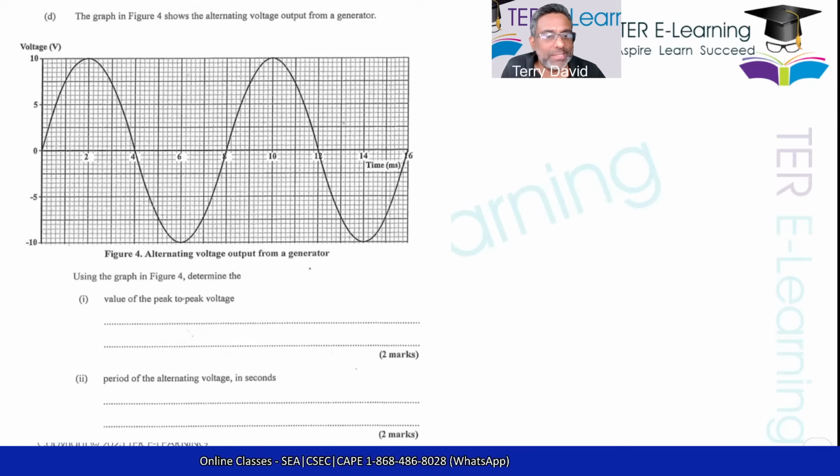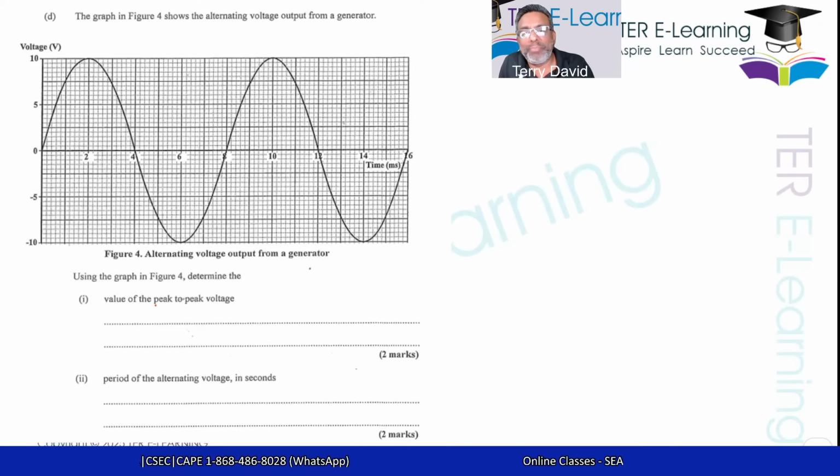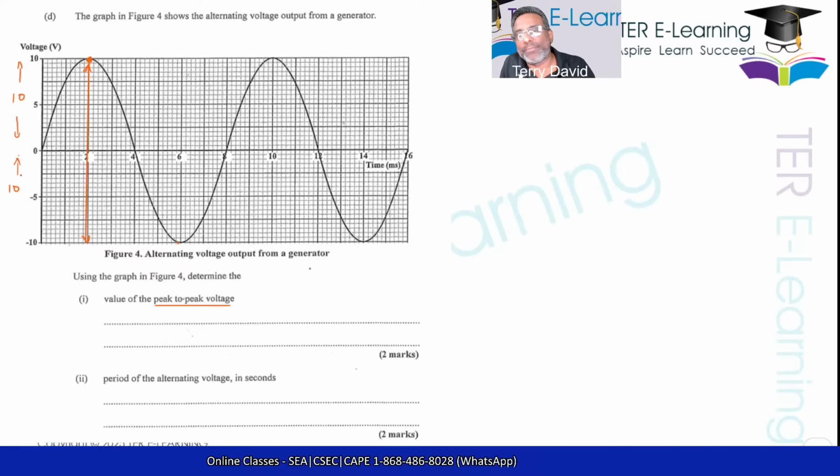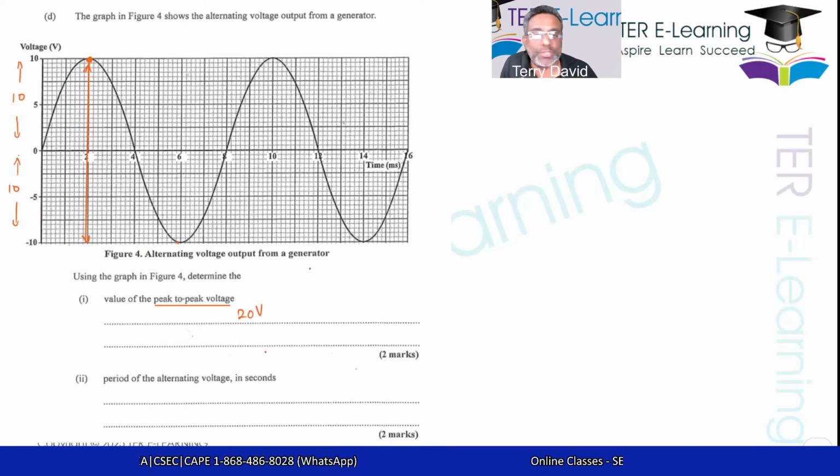Everybody is saying 20. Some people are saying I see a 10 inside here. So they ask you for, first of all, the peak to peak voltage. This is a peak here, and this is a peak here. In physics, when it comes to an alternating current or voltage, peak to peak is from here to here. So you have 10 from here to here, that's your peak voltage there. But you also have 10 this way as well. So the answer for this one will be 20 volts. That's your peak to peak voltage.